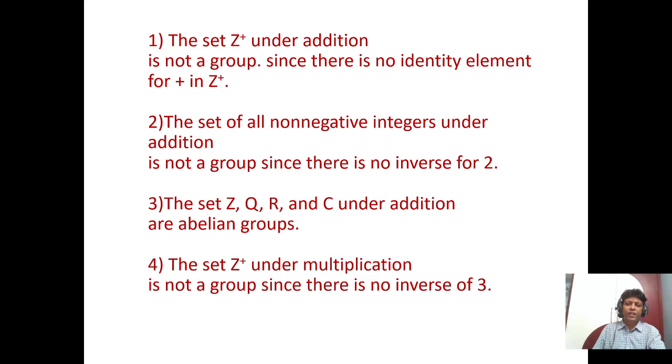More examples: the set Z plus under addition is not a group since there is no identity element for plus in Z plus. The set of all non-negative integers under addition is not a group since there is no inverse for 2. The sets Z, Q, R and C under addition are abelian groups.